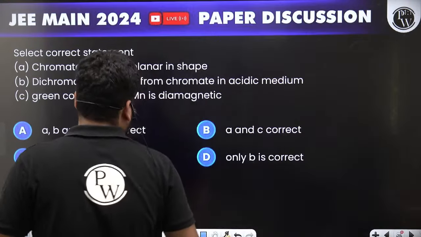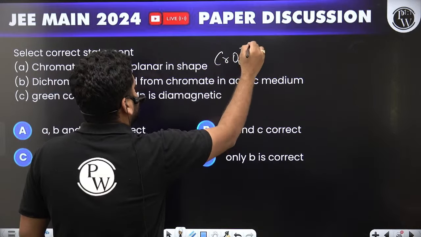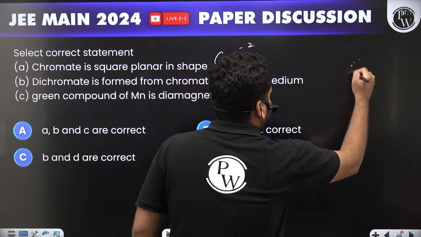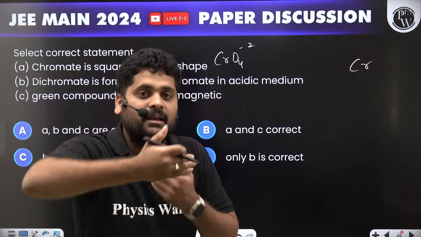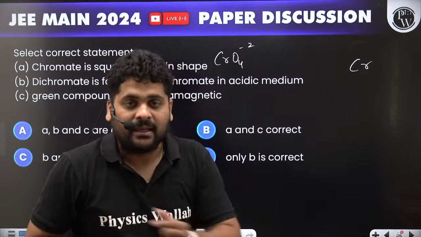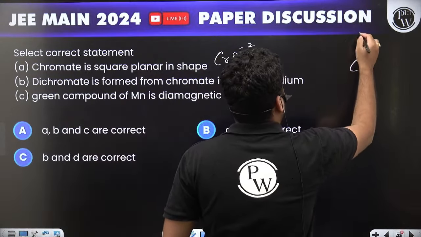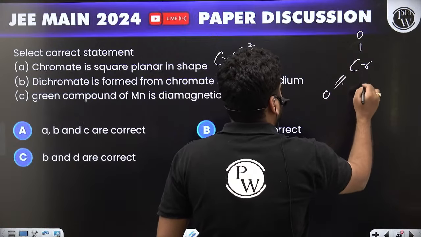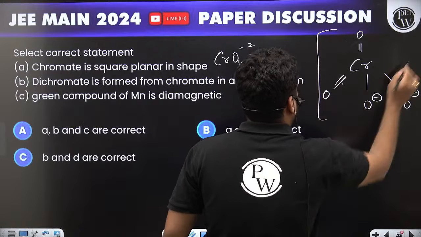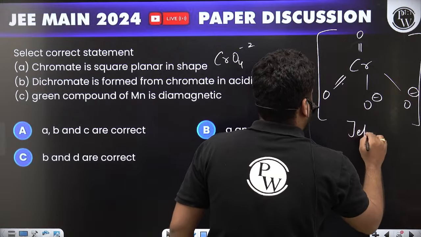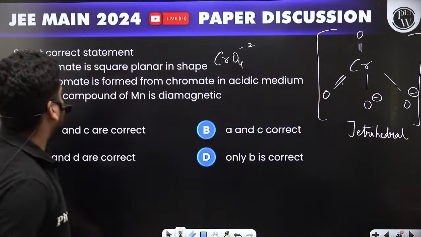Chromate is square planar in shape. Chromate actually appears as CrO4-2. If you open your NCERT textbook, class 12, d and f block elements, from that part where we have potassium dichromate, there we have the structure of chromate also. Chromate structure would appear like this: Cr double bond O, double bond O, and then O minus and O minus. This is going to be tetrahedral, right? So chromate is tetrahedral. It is not square planar.